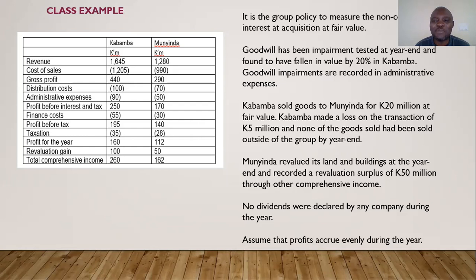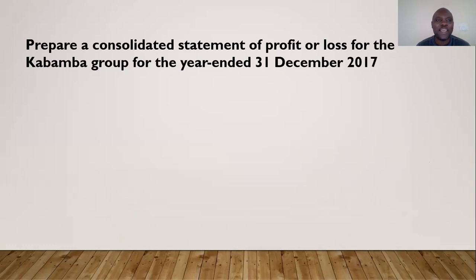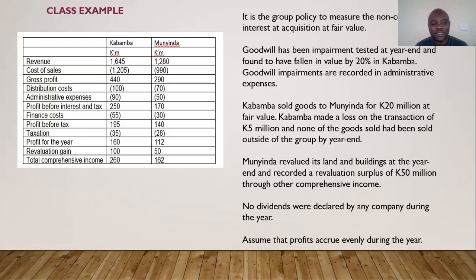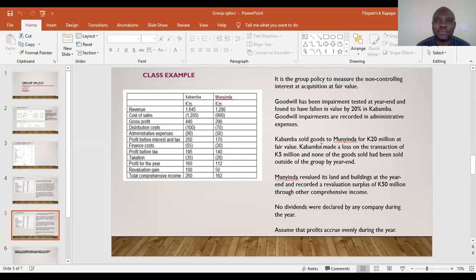Muninda revalued its land and buildings at the year end and recorded a revaluation surplus of 50 million through other comprehensive income. Interesting. No dividends were declared by any company during the year. Assume that the profits accrue evenly during the year. Prepare a consolidated statement of profit or loss for the Kawamba Group for the year ended 31st December 2017. So let's go to Excel.